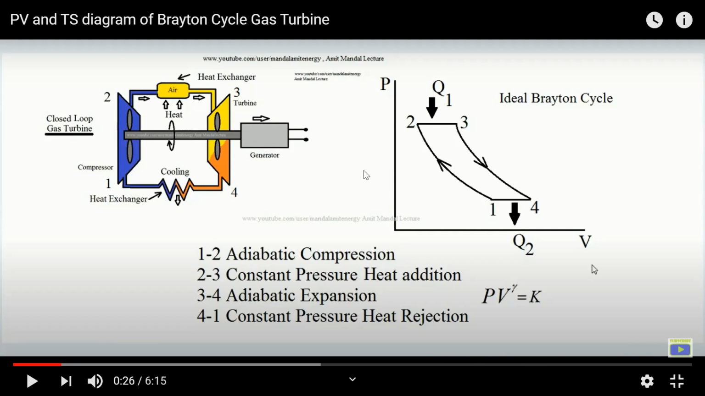Next we go to 3 to 4. 3 to 4 is the turbine, the expansion process. It is adiabatic expansion. Adiabatic means no heat transfer, and we assume ideal cases, adiabatic with gamma equal to 1.4. That is the reason PV to the power gamma equals constant. That is the expansion process. It is coming down, meaning it is expanding, where we get the required work output in the generator.